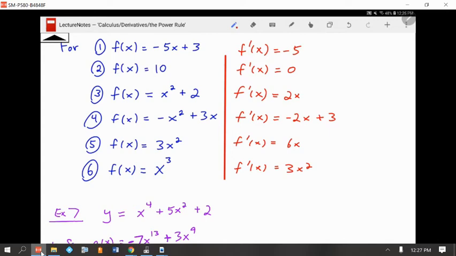Here's all the answers. Maybe I should have just done it this way. Here's all the answers. If you want to see how the answers are worked out, then you can scroll up the notes and look at them. So I will post these notes as a PDF, and then I will also post a link to this video.